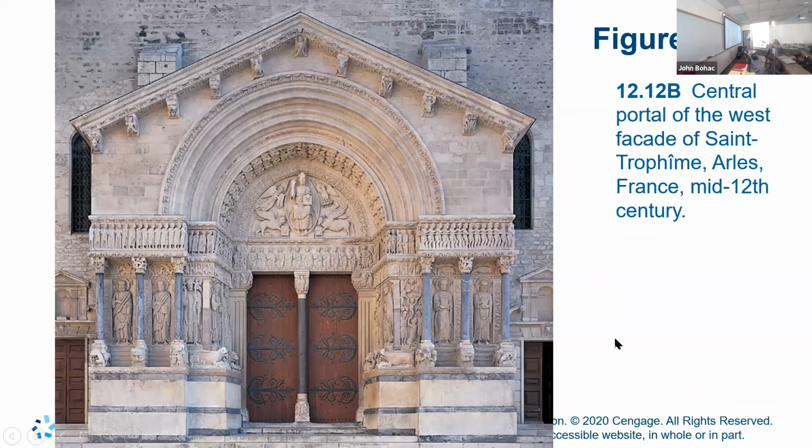And so here's another portal, the central portal on the west facade, St. Trophime, Arles, France. Anybody know anything more about Arles? A-R-L-E-S. Where Van Gogh was, and he painted a lot of paintings from Arles, in the south of France.